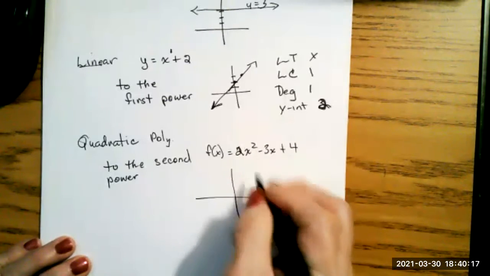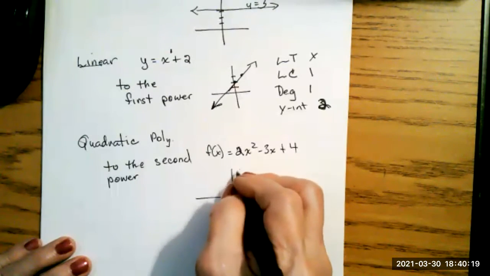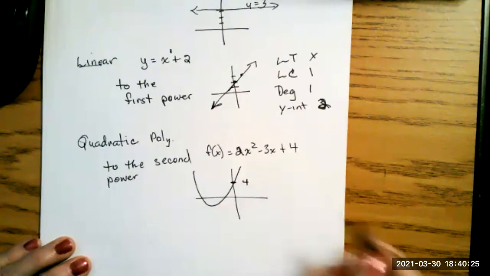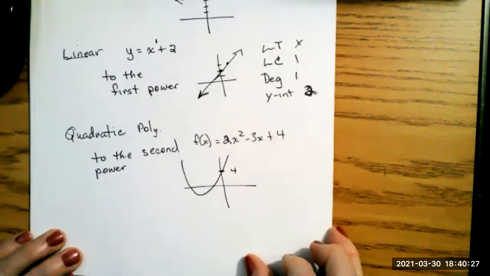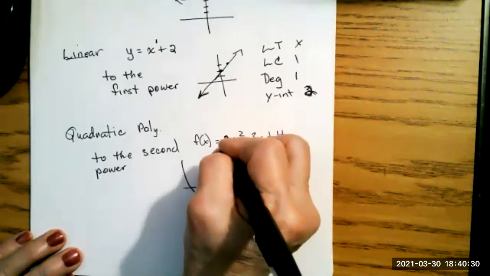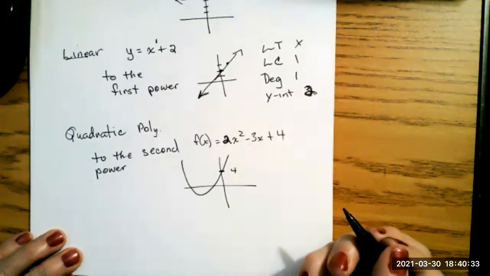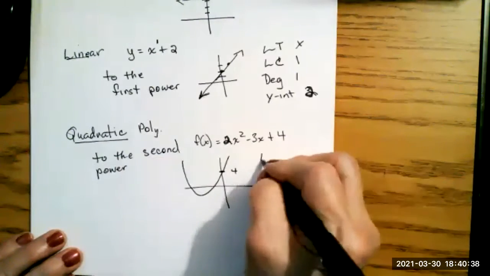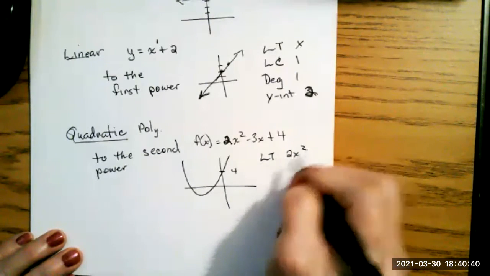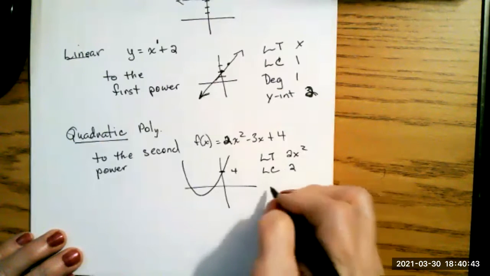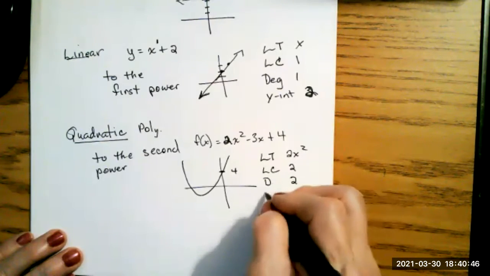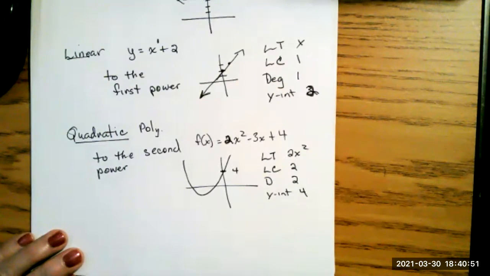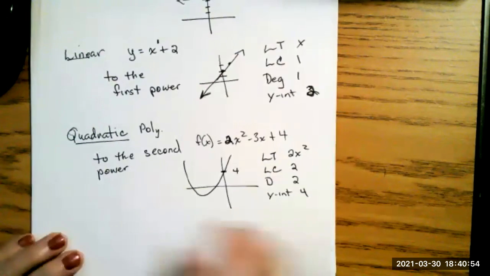And what that's going to do is that's going to be a polynomial. It's going to cross over here at 4. I know that it is. It's going to cross at 4 because that's the number on the end. And it's going to smile because this is positive. But it looks like that. It's called a quadratic polynomial. So the leading term on this one is 2x squared. The leading coefficient's 2. The degree is 2. And the y-intercept is 4. The number on the end.